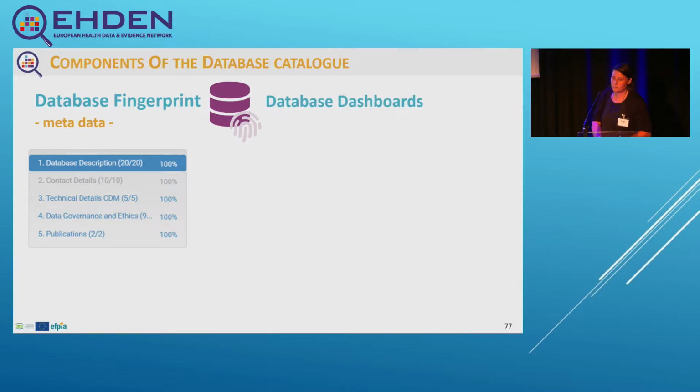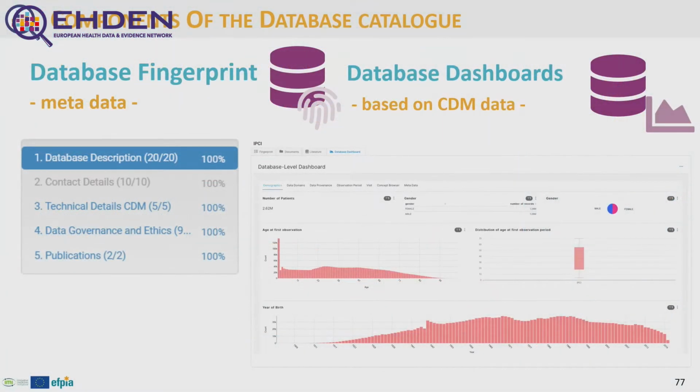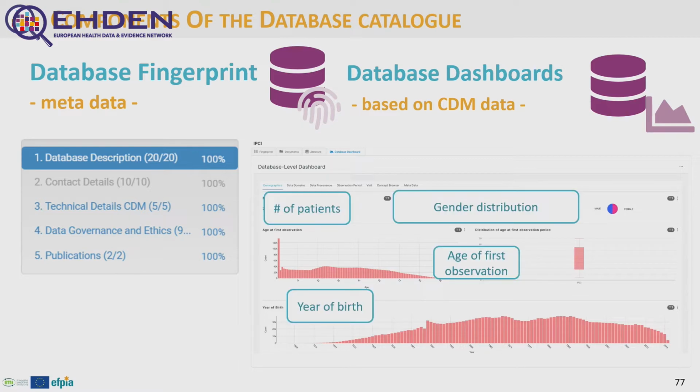But it actually gets much nicer, I think, when you look at the database dashboards, because that gives you a visualization of a couple of aspects, domains of the databases that you can really zoom in and have a direct information about what's in the database. So I think in this example, you see the demographics visualizations of one of the databases. And there you directly get an information about the number of patients in the database, the gender distribution, age of first observation, and also the year of birth. So you can directly start looking into the data.